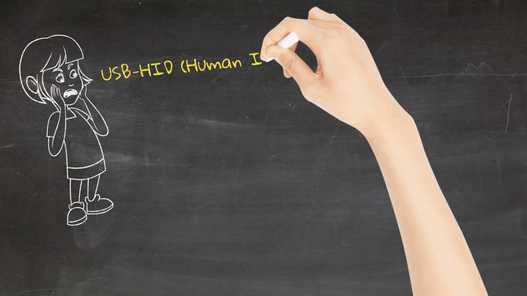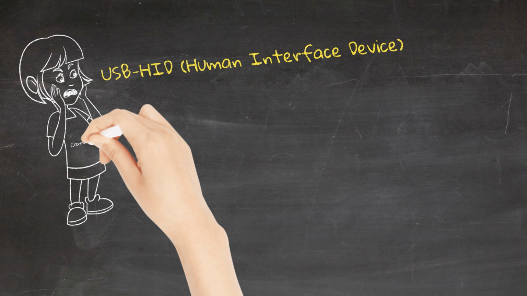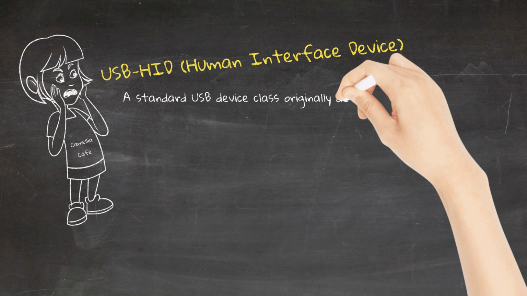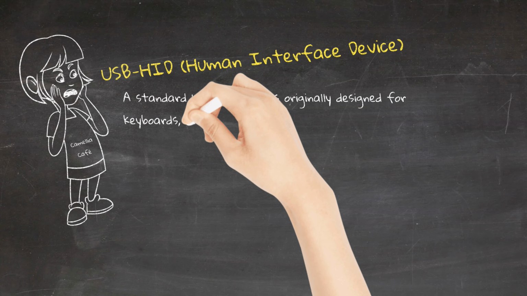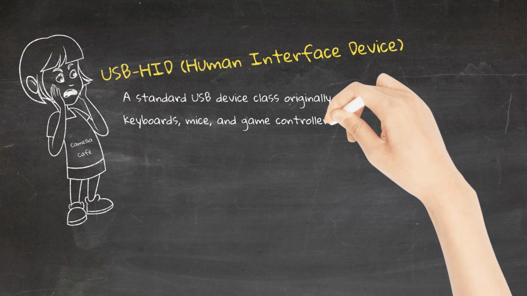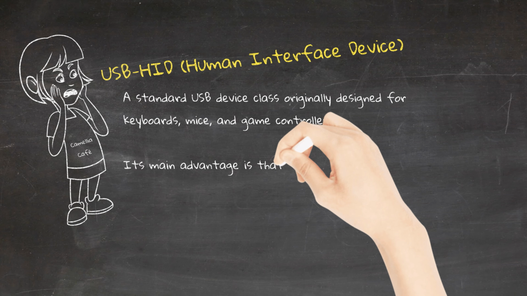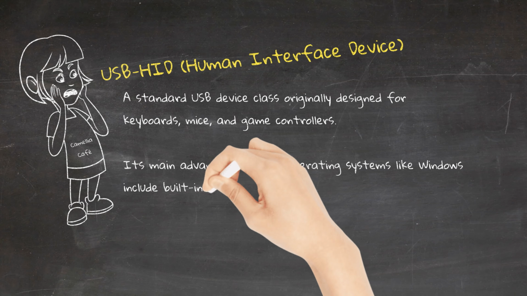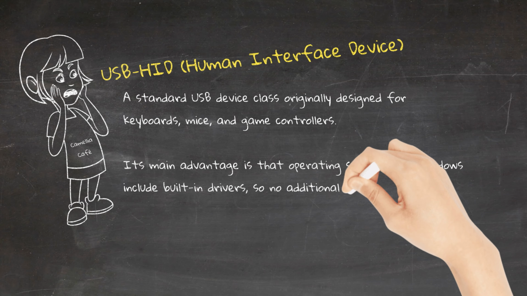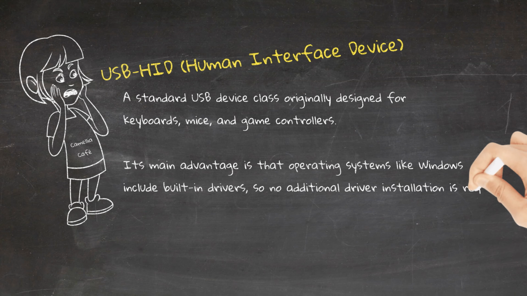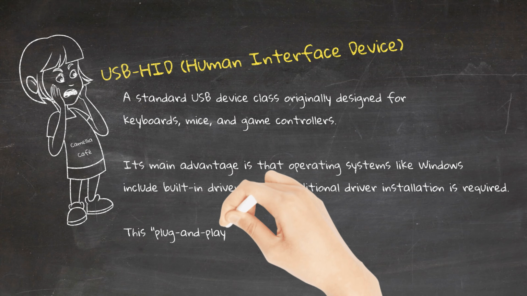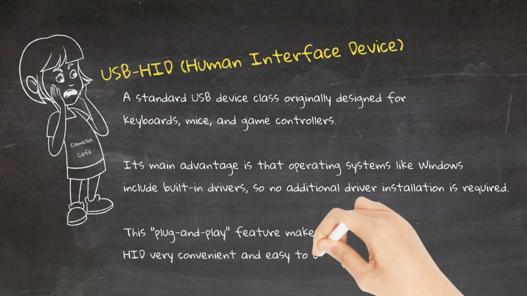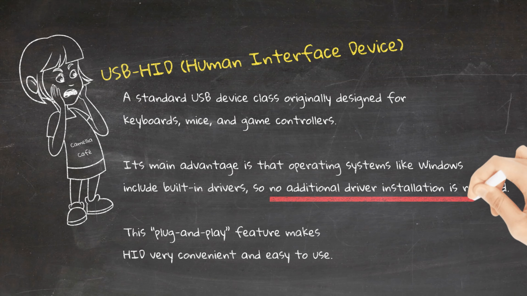Now, what exactly is USB HID? USB HID was originally designed for devices like keyboards, mouse, and game controllers. Its biggest advantage is that operating systems like Windows already include built-in drivers. So, when you plug in the device, it works immediately. No installation is needed. This plug-and-play feature makes HID very convenient and easy to use, especially in embedded development.